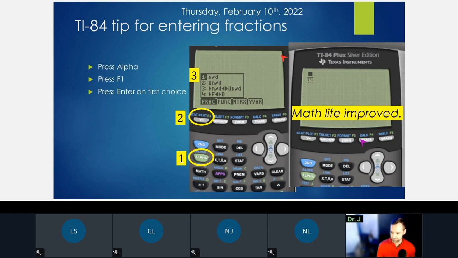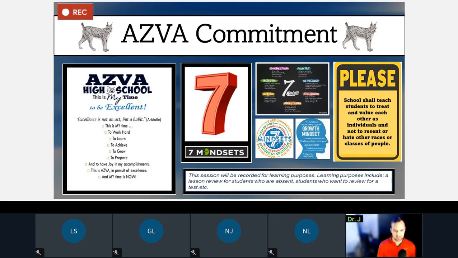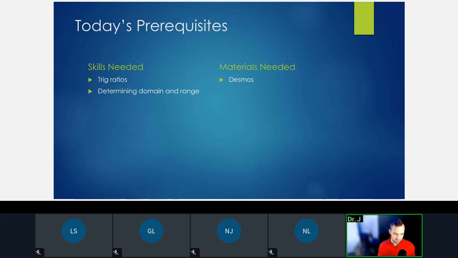But anyway, let's go. All right, we're going to graph parent trig functions. We're going to use Desmos today. A lot of it is demonstration, a lot of it is just typing stuff in. It's pretty easy from a math standpoint in terms of calculations, because a lot of it is just learning how to type stuff into Desmos and to see the results.